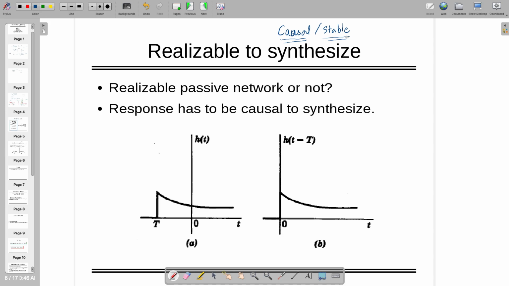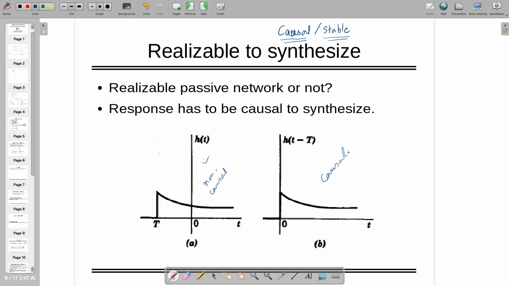So if it is realizable, have you studied causal in signals and systems? Right? So what is causal? There are two possibilities, A and B. Which one is the causal system and which one is non-causal? This one is non-causal, right? And this is causal. So yes or no? B is causal. Okay. Or if you want to change, I don't know.